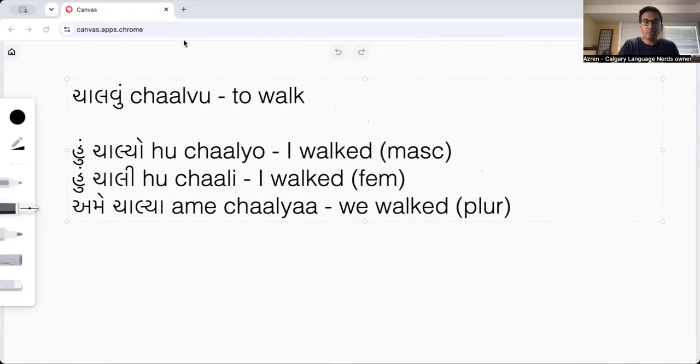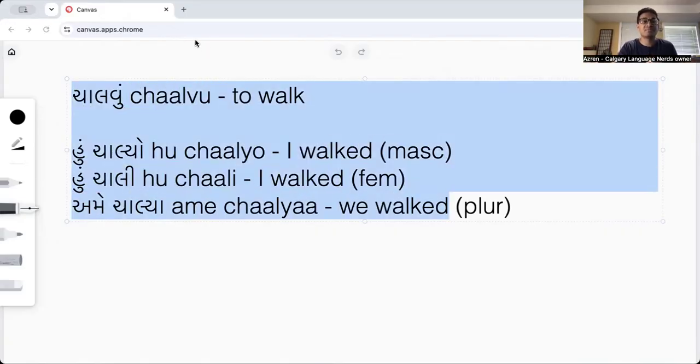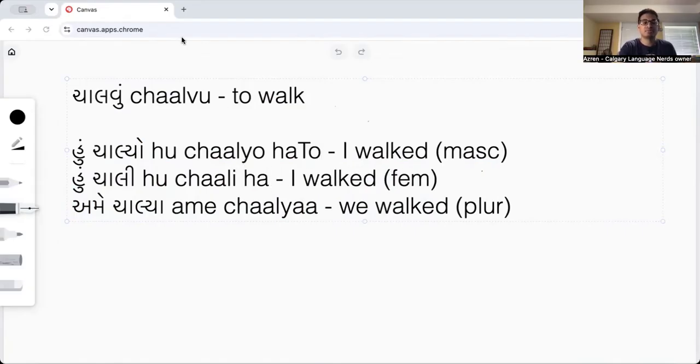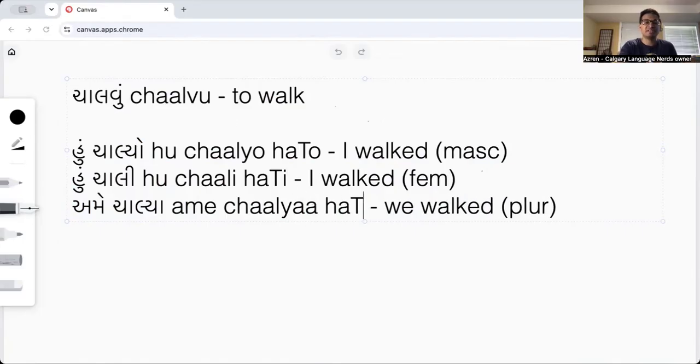Now, when we have these tenses, so this one here on the screen right now, this is the simple past tense. Frequently, if you want to simplify your life, you could, in the simple past tense, add the word hato, hati, or hata, like this, after the verb. So you could say hu chalio hato, hu chali hati, ame chalia hata.